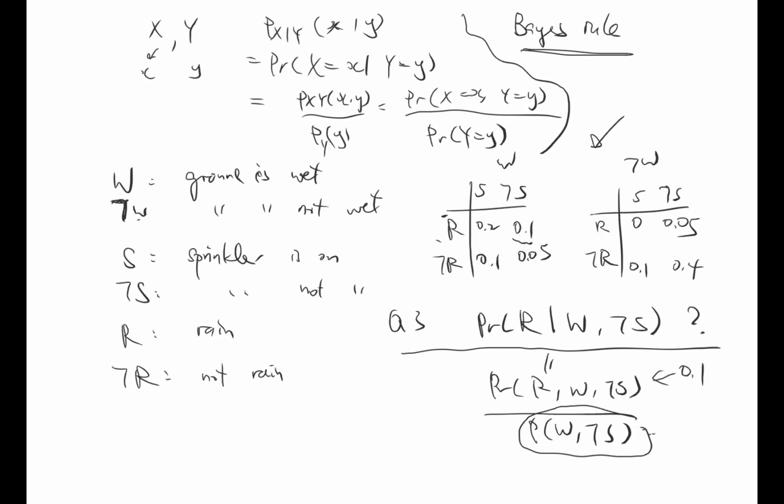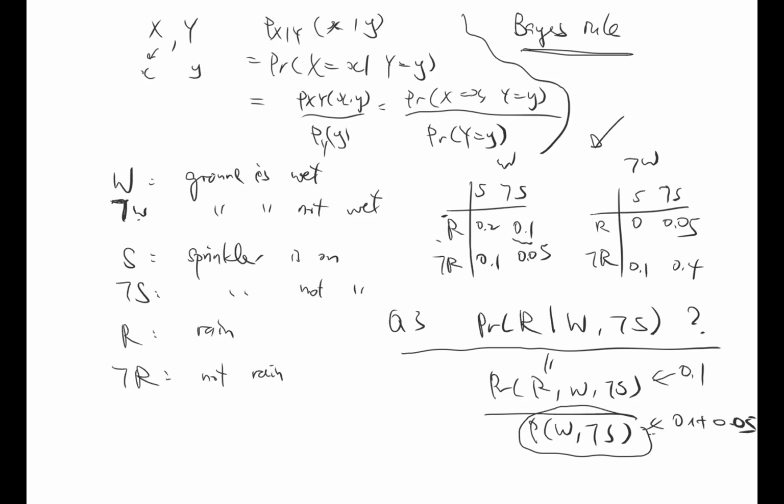And then this will be P(W, not S). Then, as Kanju also asked, that would be 0.1 plus 0.05, as I almost said, right? So that will be the probability. This is just 0.1 plus 0.05, so therefore it's 0.1 over 0.15, so therefore 0.6.